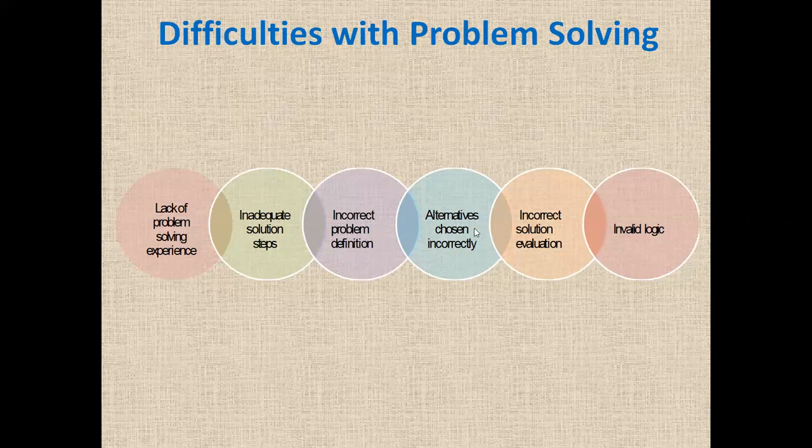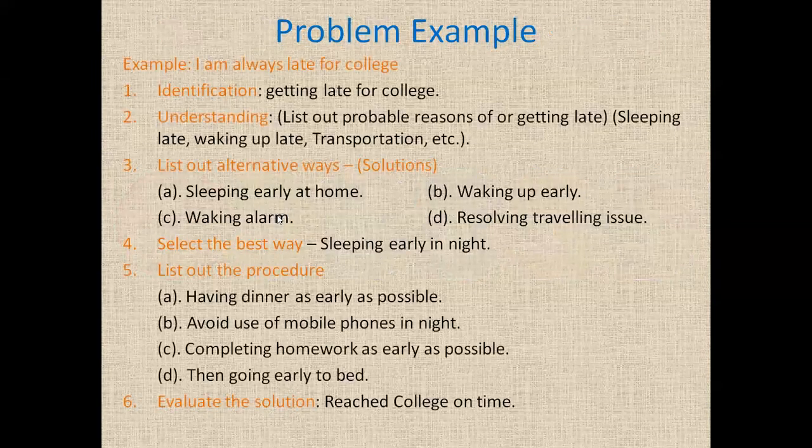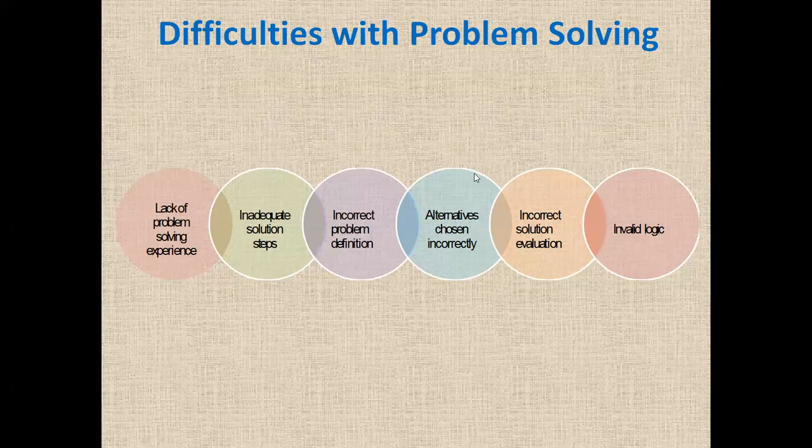Next one is alternative chosen incorrectly. Whatever alternatives you get, if you have chosen an incorrect alternative from those alternatives which you have got in this third stage, then at that time you will get the incorrect output here. So you need to choose that alternative correctly so that you will get the correct output.